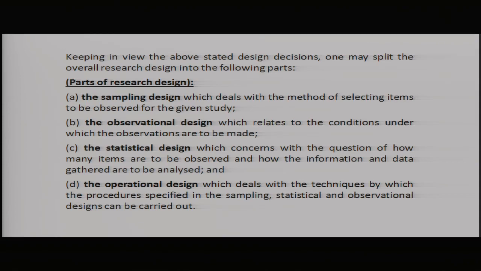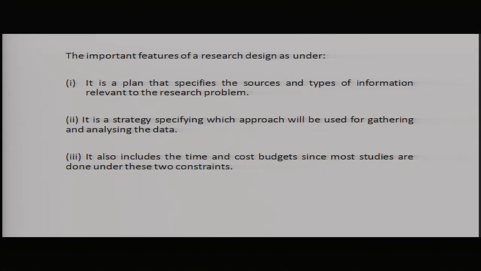Parts of research design. The sampling design, which deals with the method of selecting items. Okay, when you are going with some specific environmental or survey-based study, sampling design is done, which deals with selecting the items. Observational design relates to the conditions under which observations are made. These are some parts of research design which we normally carry out. Statistical design, which concerns questions of how many items are to be observed. The operational design, which deals with techniques by which the procedures specified in the sampling, statistical and observational designs are carried out. It is in general. Okay.